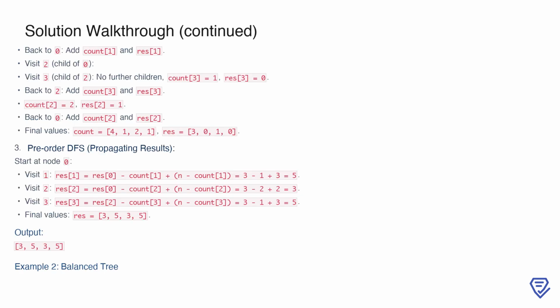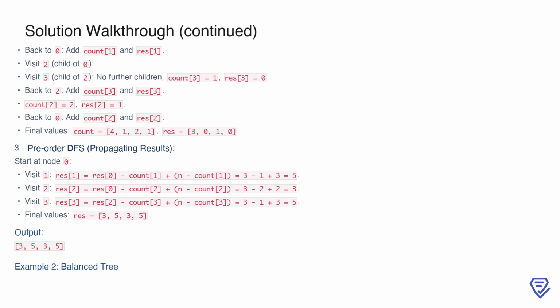Back at node 0, we incorporate the results from node 1 by adding its subtree size and distance sum to those of node 0. We then proceed to node 2, another child of node 0, and explore its subtree. Visiting node 3, which is a child of node 2, we find it has no further children, so its subtree size is 1, and its distance sum is 0. Returning to node 2, we update its results by including those of node 3.